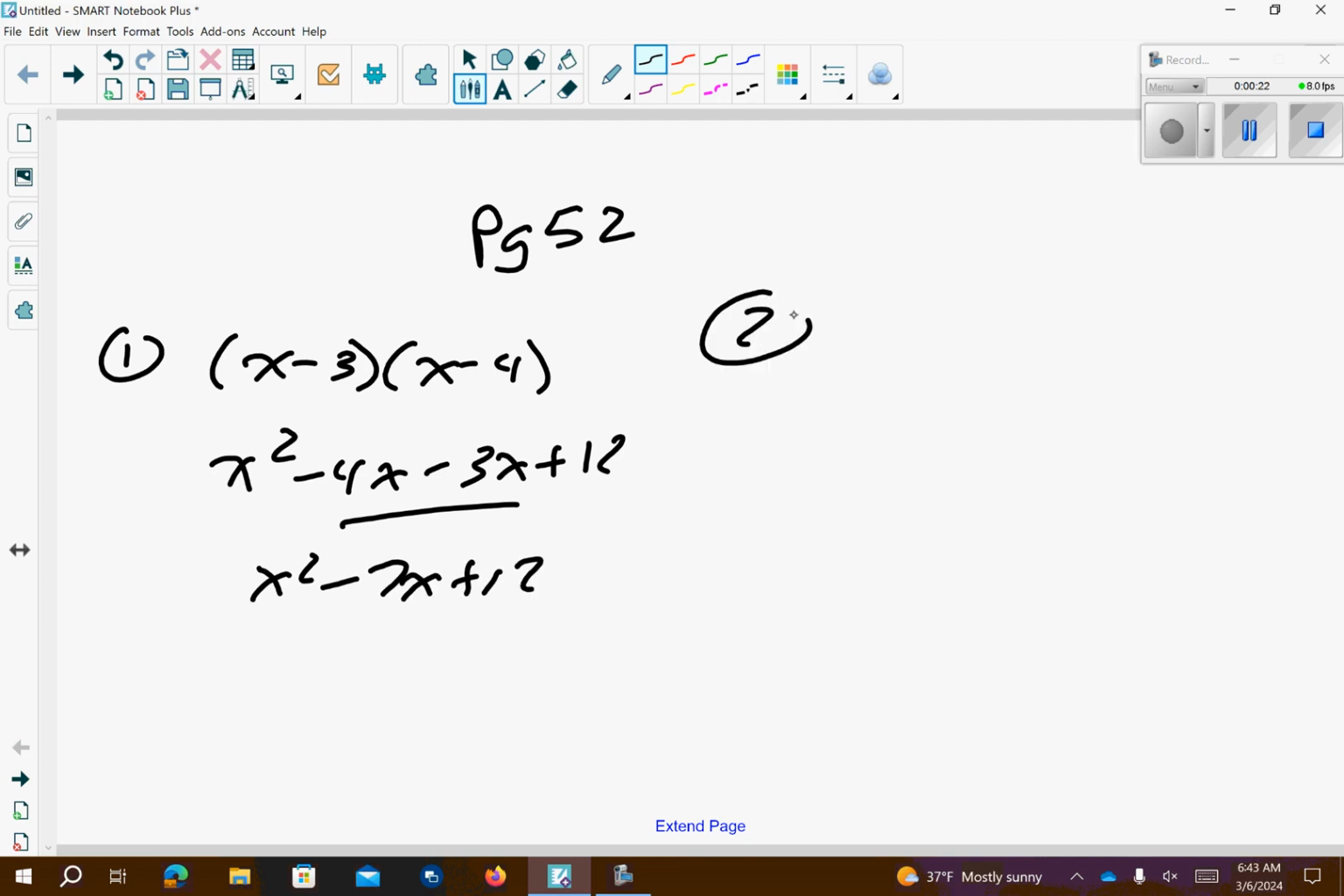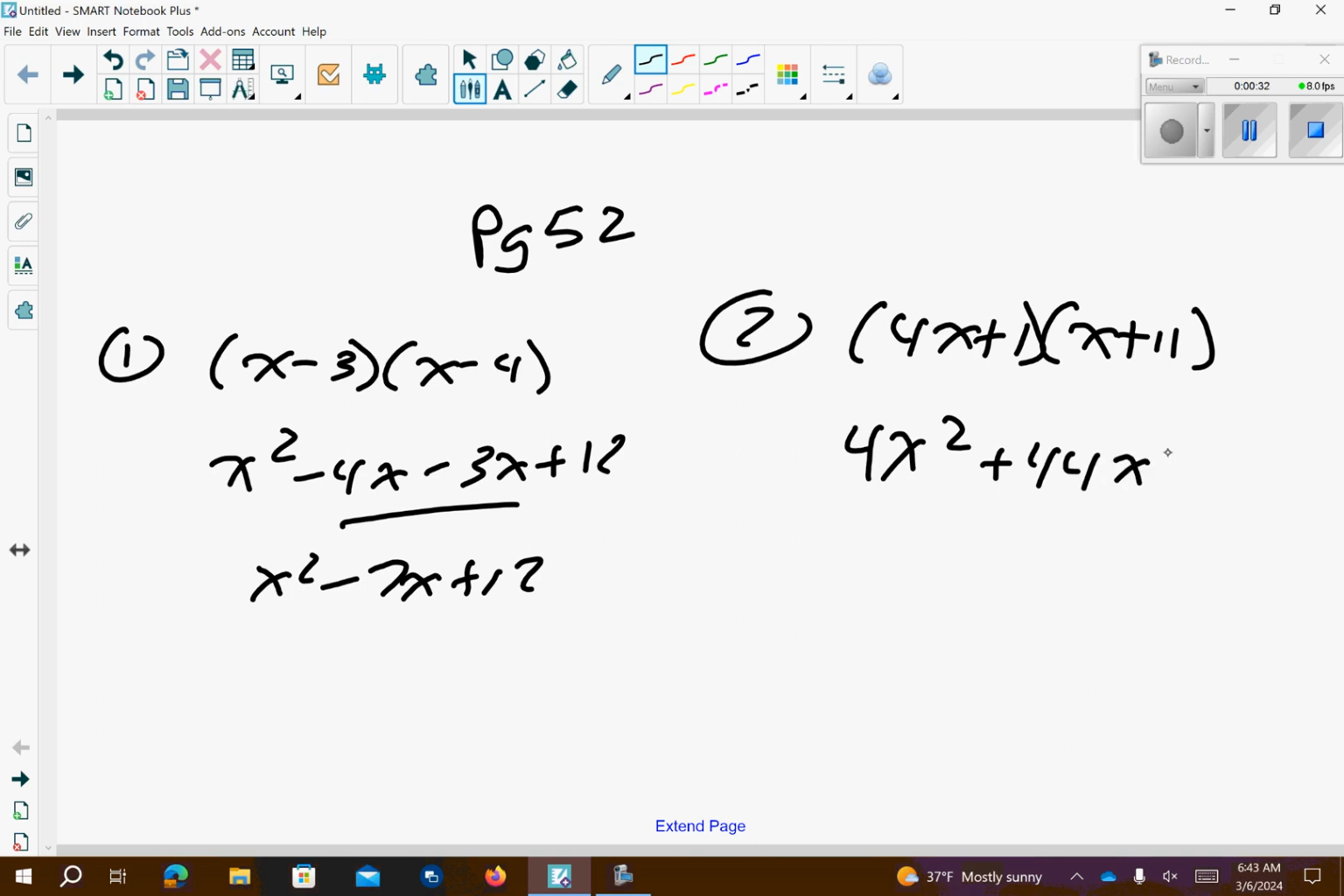Number 2, we have 4x plus 1, x plus 11. Double distribute, so it's going to give me 4x squared plus 44x plus 1x plus 11. Combine those like terms.